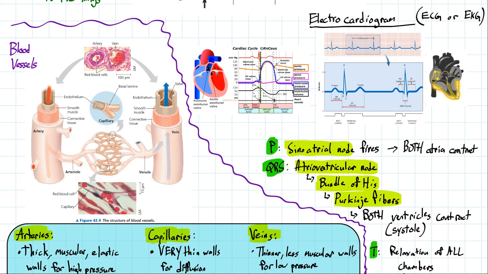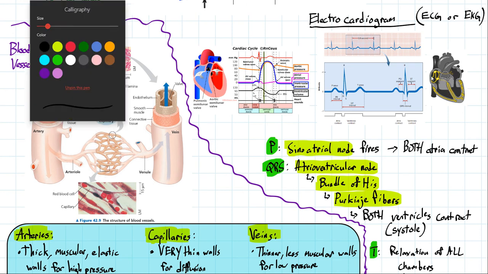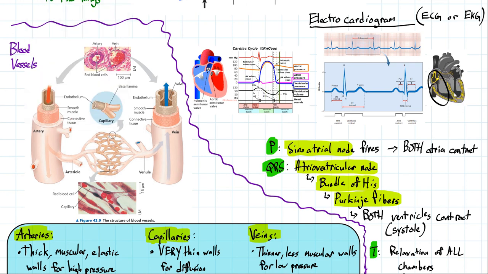Okay, this video is talking about the electrical activity that governs how your heart beats. Your heart is made of two pumps. There's a pump on the right side and there's a pump on the left side. And those pumps need to be coordinated so that they can do effective pumping of blood.